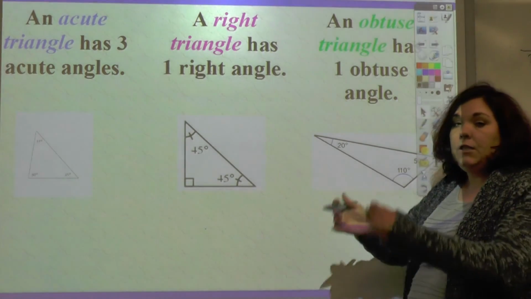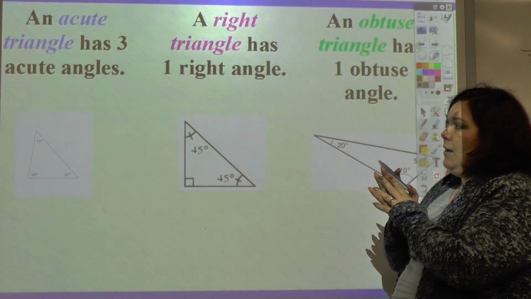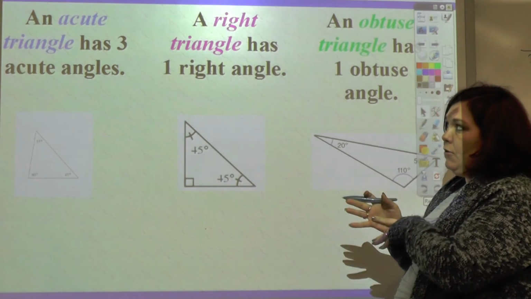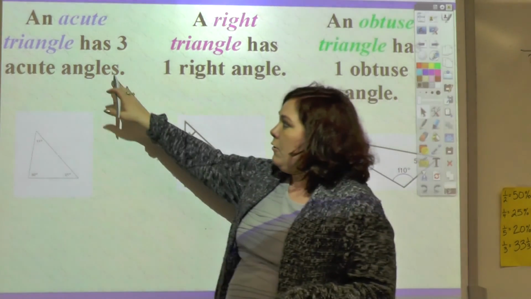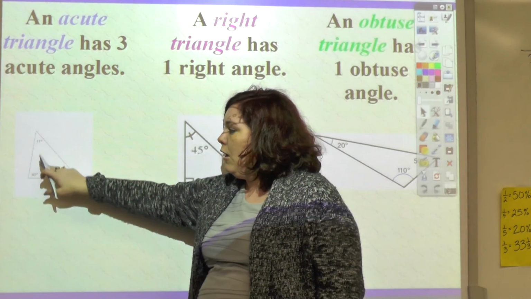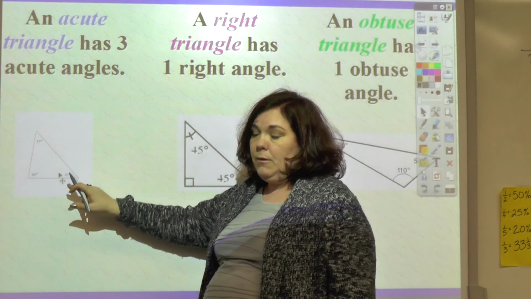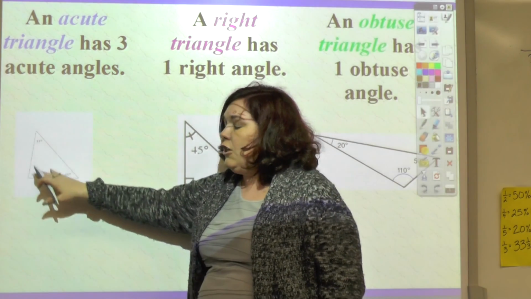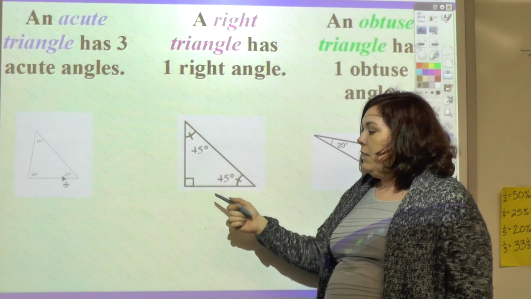Okay, so now let's talk about triangles. There are two ways to classify triangles: first by the angles and second by the sides. An acute triangle has 3 acute angles, so these are all smaller than 90. If you have 3 angles smaller than 90, it's an acute triangle. And then a right triangle is real easy.